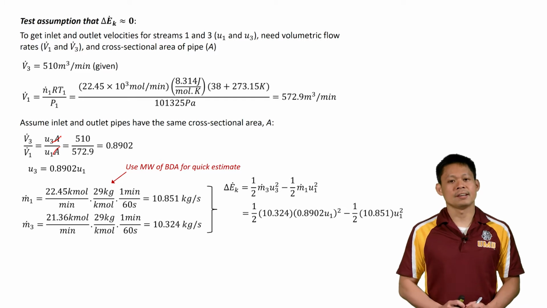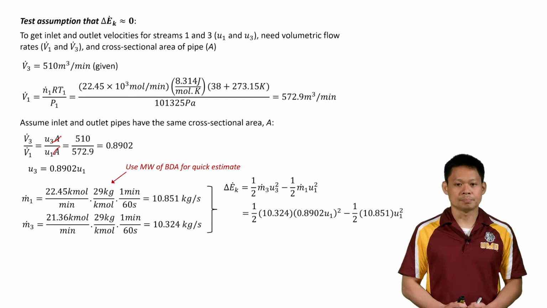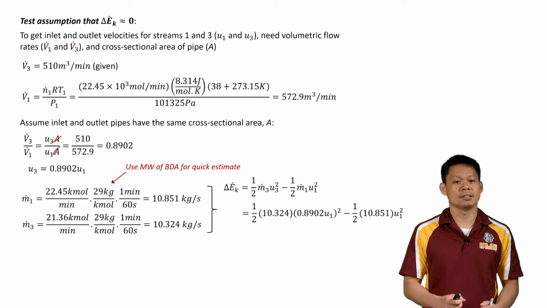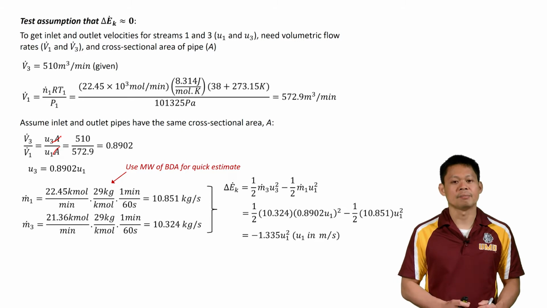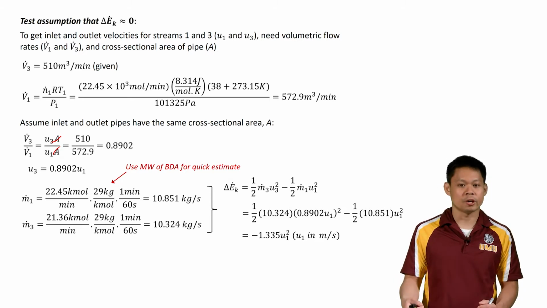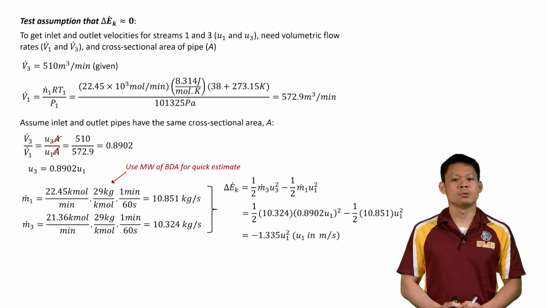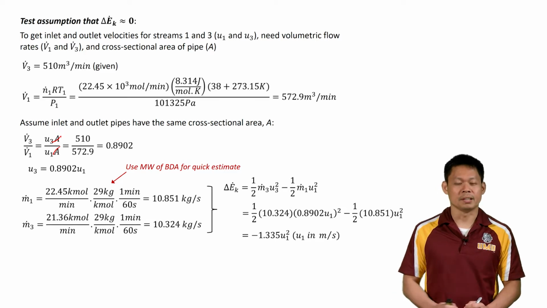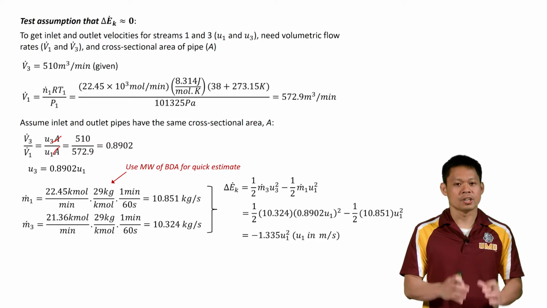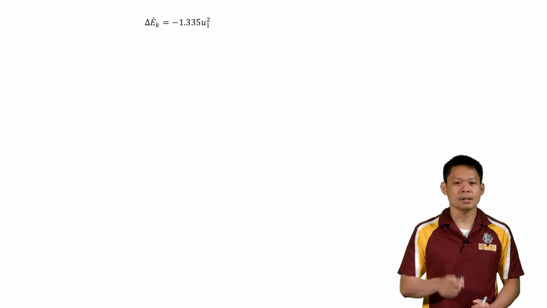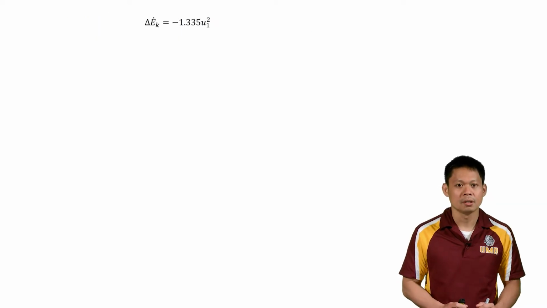Here's my change in kinetic energy, outlet minus the inlet. We have our velocities in terms of U1, so I'm going to make that substitution and simplify it, and we have minus 1.335 U1 squared. Doing everything in SI units, I know my U1 will be in meters per second. All right, so this is the expression for our change in kinetic energy. And I'm just repeating here because we're going to use it.